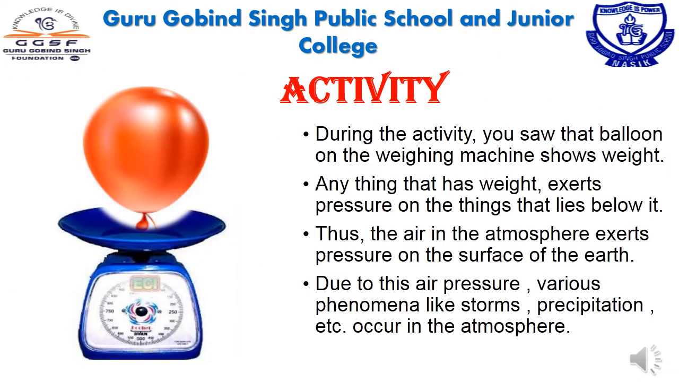So dear children, here is an activity. Here you are able to see a weighing machine and a balloon, isn't it? During the activity, you saw that the balloon on the weighing machine shows weight. Any object that has weight exerts pressure on the things that lie below it. Thus, the air in the atmosphere exerts pressure on the surface of the earth, and due to this air pressure, various phenomena like storms, precipitation, etc. occur in the atmosphere.